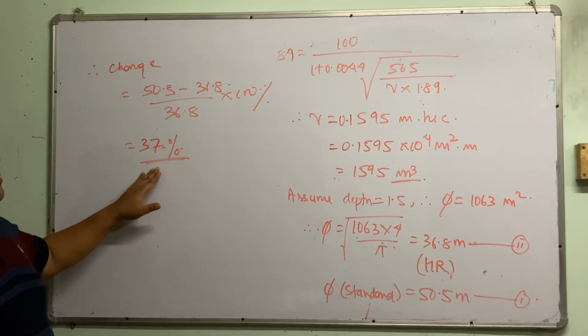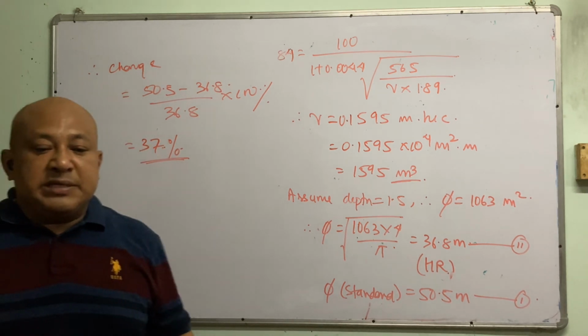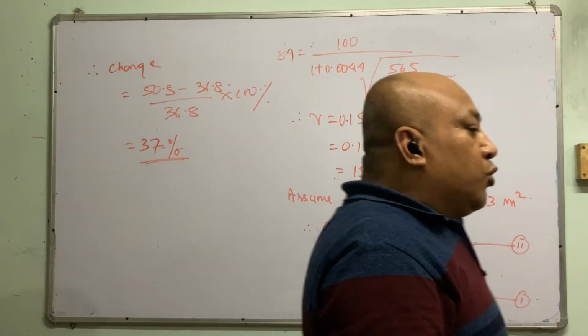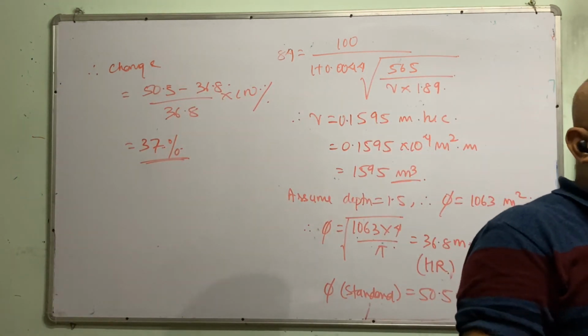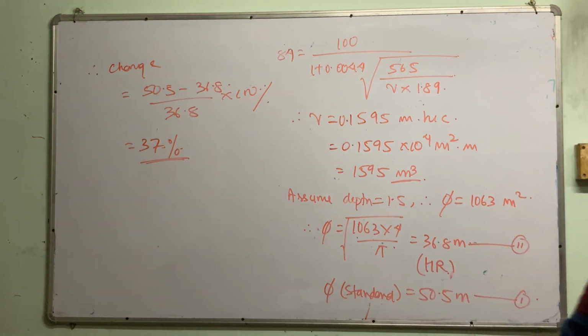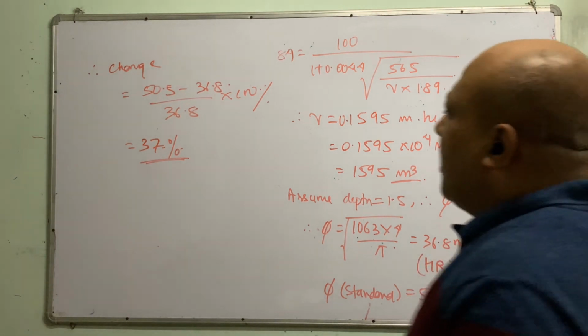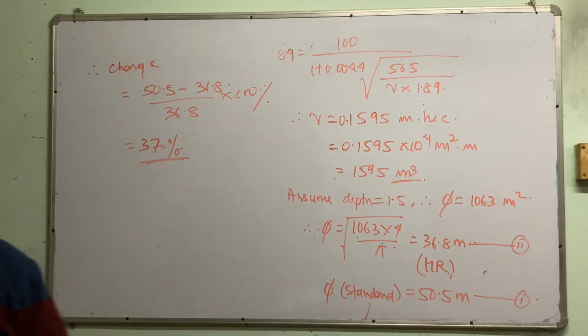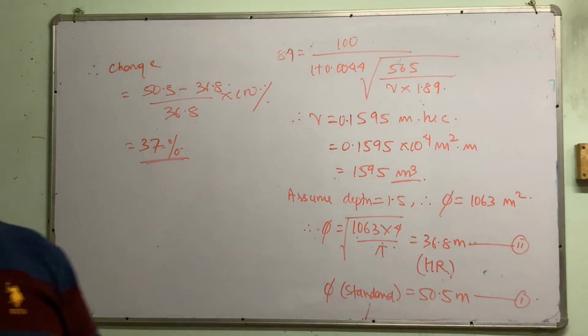Whatever it is, it is 37%. This question comprises many questions. Here are two numericals itself. One is for the diameter when R is equal to 0. One is for the diameter when R is equal to 1.5. Remaining all are just a combination of the basic concept. So this is about the design of the trickling filter by using the NRC equation.